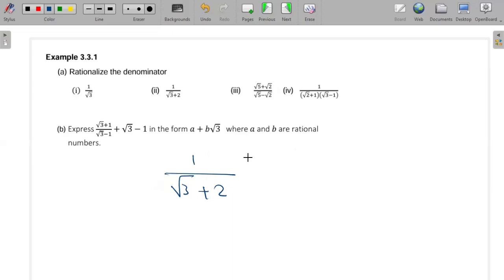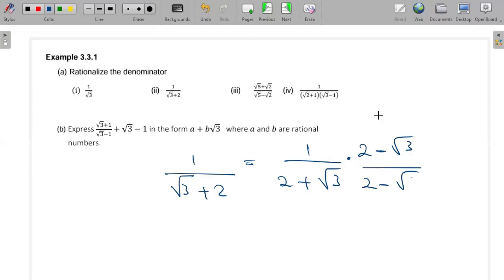So I'll just rewrite this as the number that does not have a radical first. So I have 1 over 2 plus root 3. Here the sign is positive, so I'll be rationalizing by multiplying by the conjugate, which has a different sign. It's positive, so the conjugate will have a negative sign. So I multiply by 2 minus root 3.